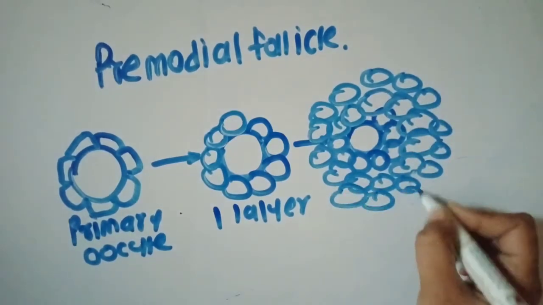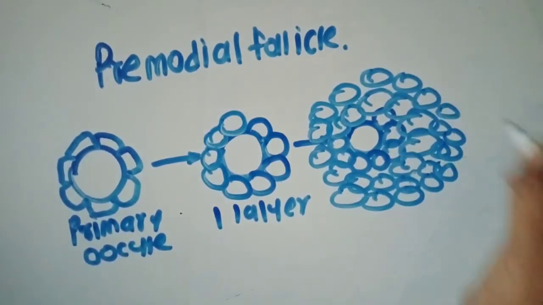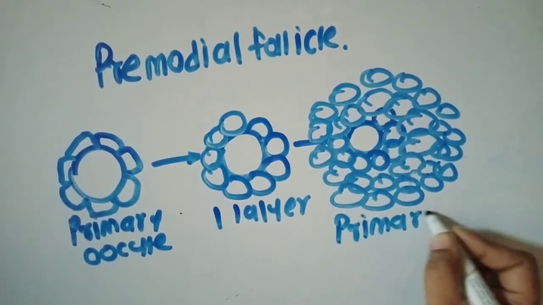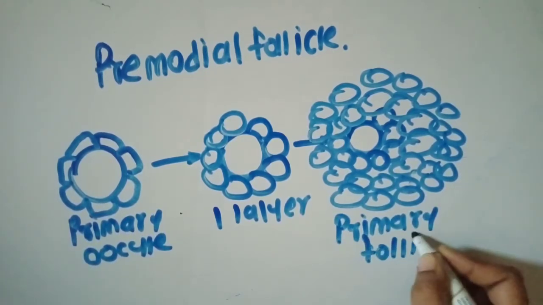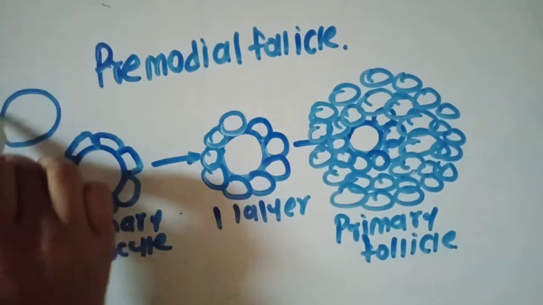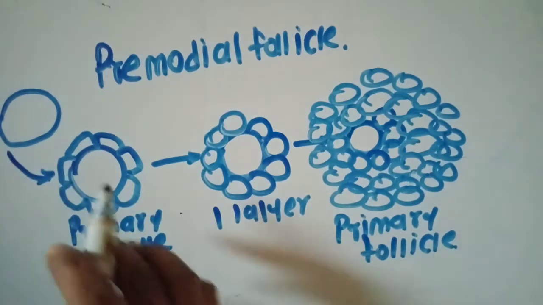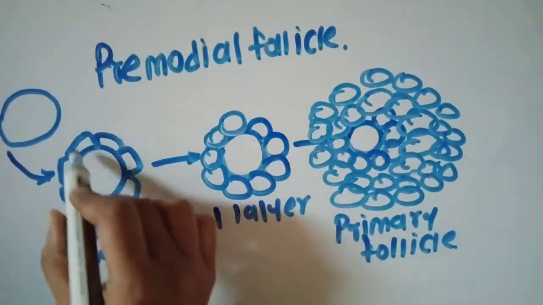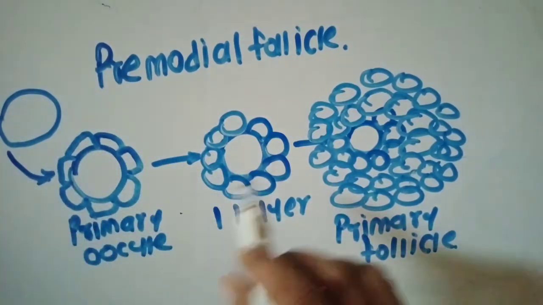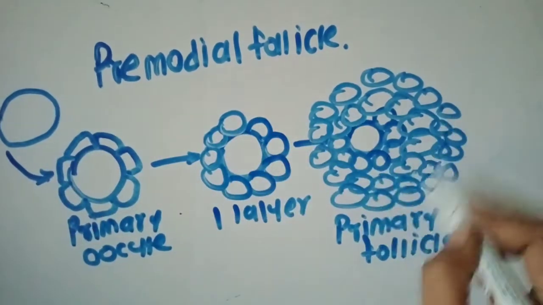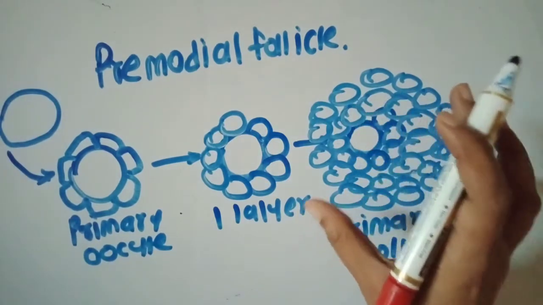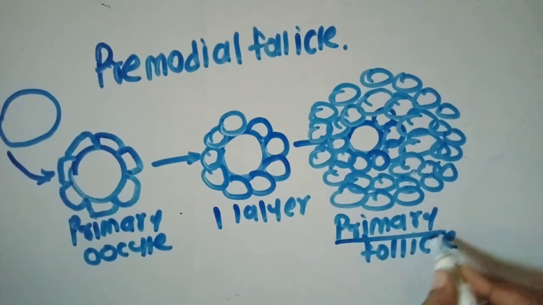Now it converts into the primary follicle. Basically, the primary oocyte becomes a primordial follicle when it gets covered with a single layer of granulosa or follicular cells. Then they become cuboidal, then they multiply, and the covering is formed. So this is called the primary follicle.